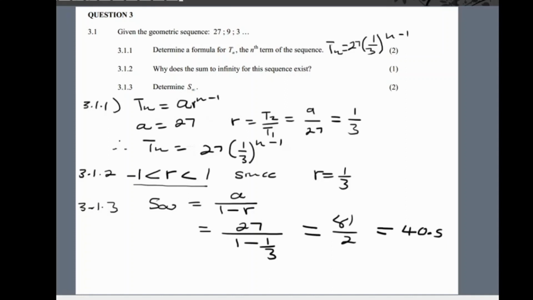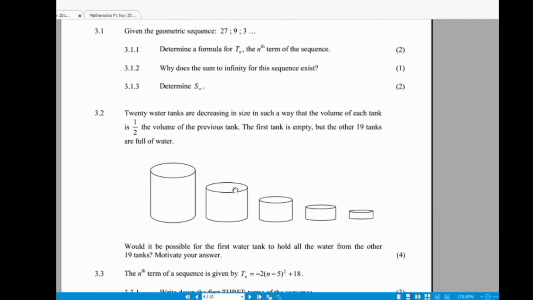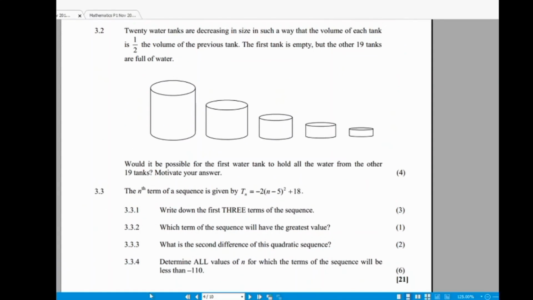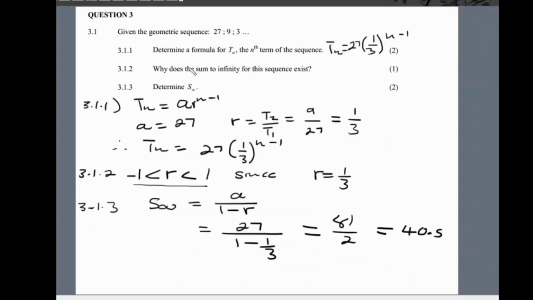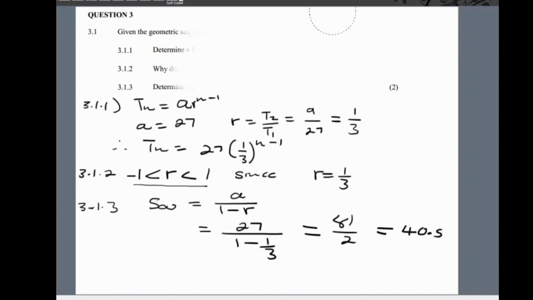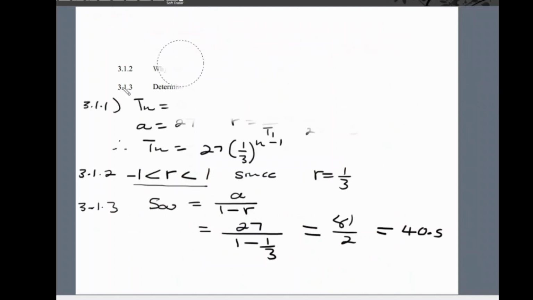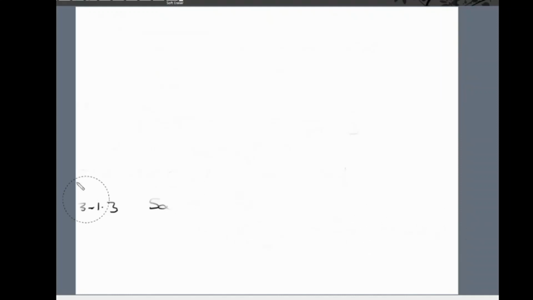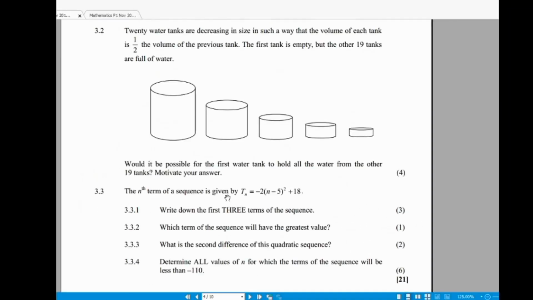Okay, let us continue with question 3 and answer 3.2. Let me copy 3.2 and create space here.